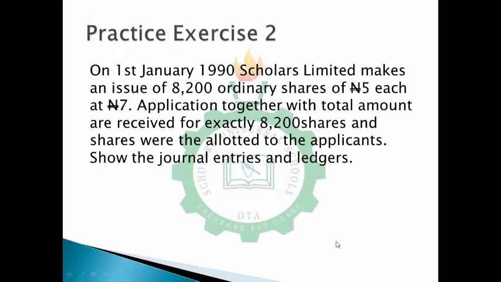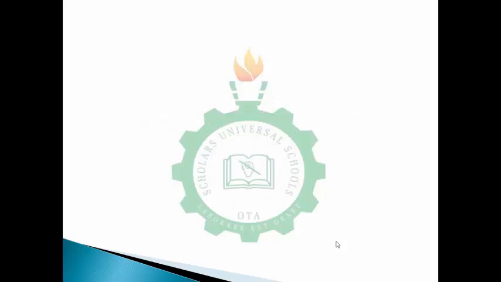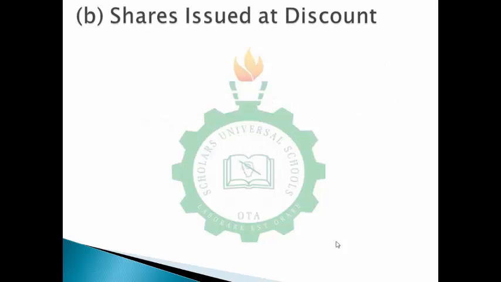On 1st of January 1990, Scholars Limited makes an issue of 8,200 ordinary shares of 5 Naira each at 7 Naira. Applications together with total amount are received for exactly 1,200 shares, and shares were allotted to the applicant. Show the journal entries and ledger entries. So practice this question, please, because we'll be assessing you at the end of the week. Alright, so if you understand this so well, let's move to the last part of this class for today.